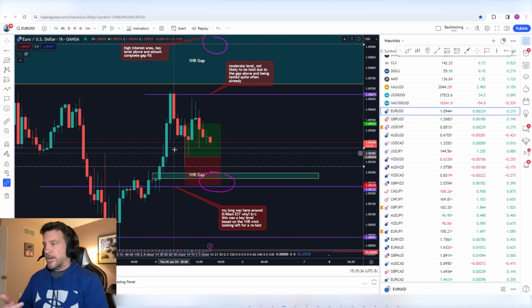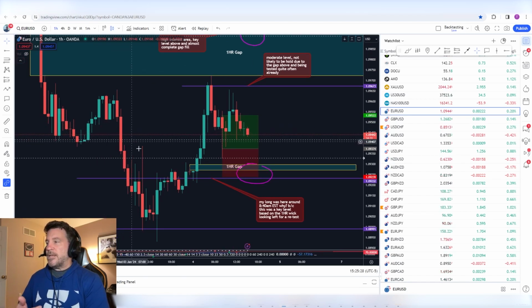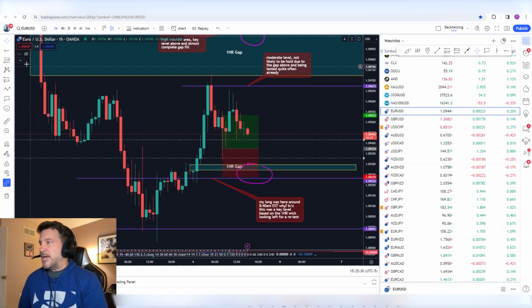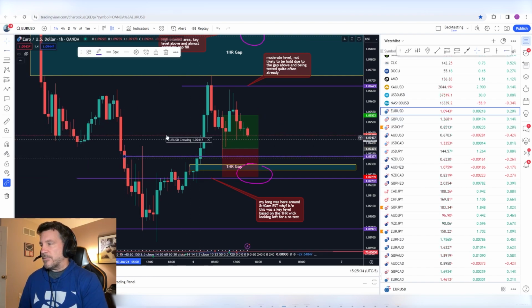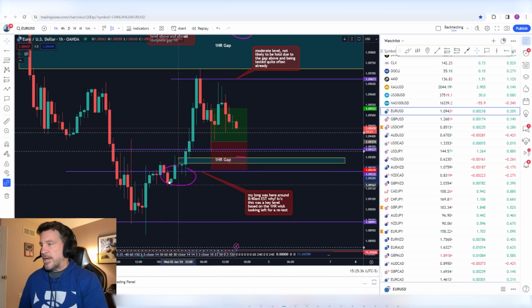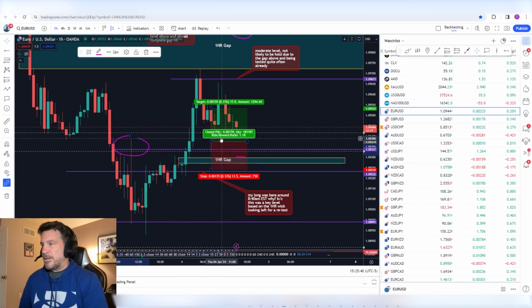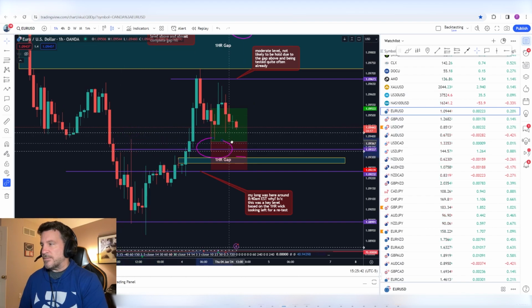That was my long here this morning, and the reason I took that, if you look at this here, is I had a level prior to this, right in this area. The reason for that level was this wick here. Rejection, price came up, and I was looking for a retest of this particular area, and we got it.